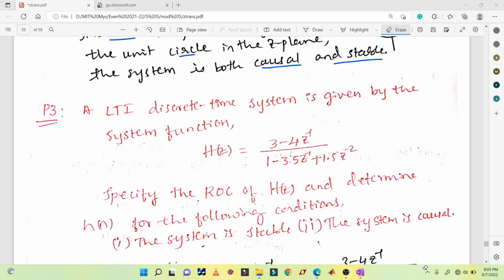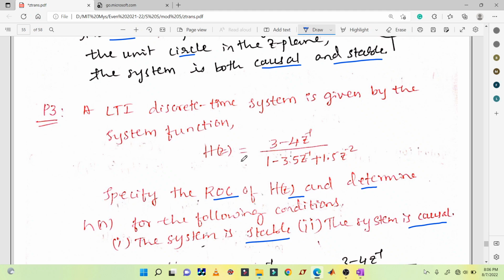A discrete time system is given by the system function H(z) = (3 - 4z^-1) / (1 - 3.5z^-1 + 1.5z^-2). Specify the ROC of H(z) and determine h(n) for the following conditions. The first condition is for the system to be stable, and the second is for the system to be causal.